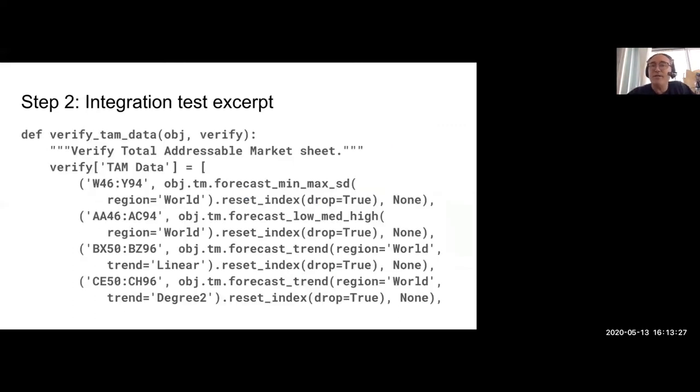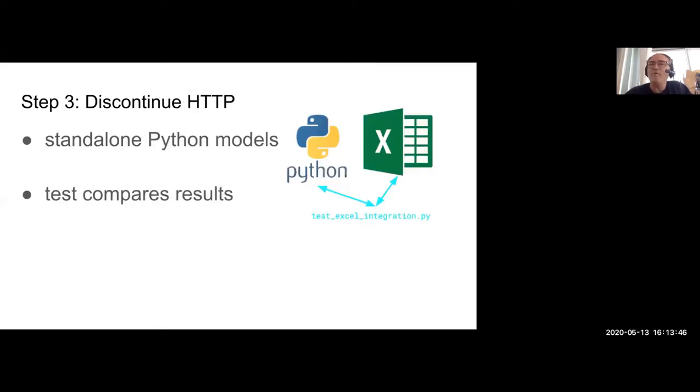The integration test is constructed as a large collection of tuples of Excel cell ranges and the Python method that corresponds to them. There are some additional complexities that 6 minutes does not allow for, to handle variations in the formatting of some of the Excel files. There's been some drift over time. We moved more modules from the spreadsheet into Python until we reached the point where all that the modified spreadsheet was doing really was one enormous HTTP post. So at that point, we discontinued the use of HTTP. The integration test runs Excel on the original unmodified model. It runs the Python code directly, and then it compares the results at each step.